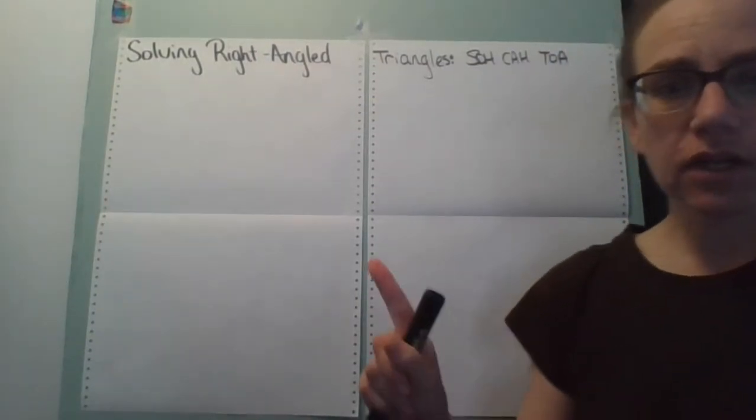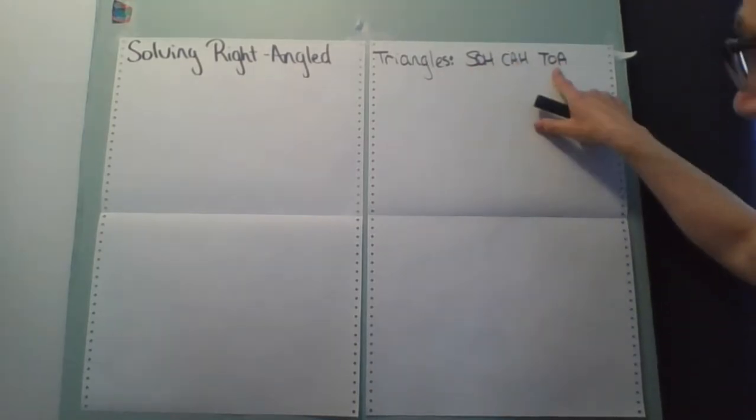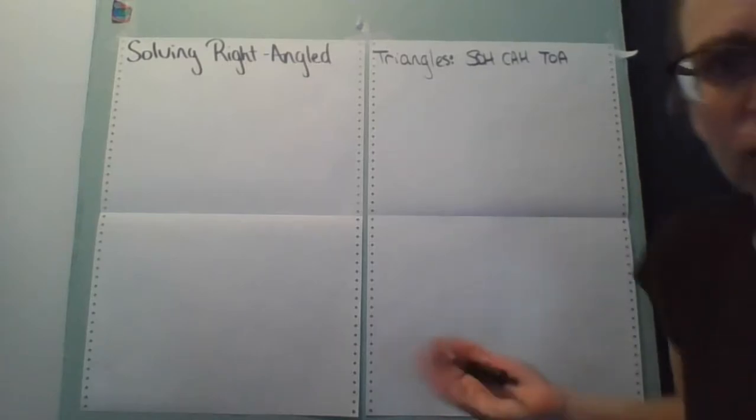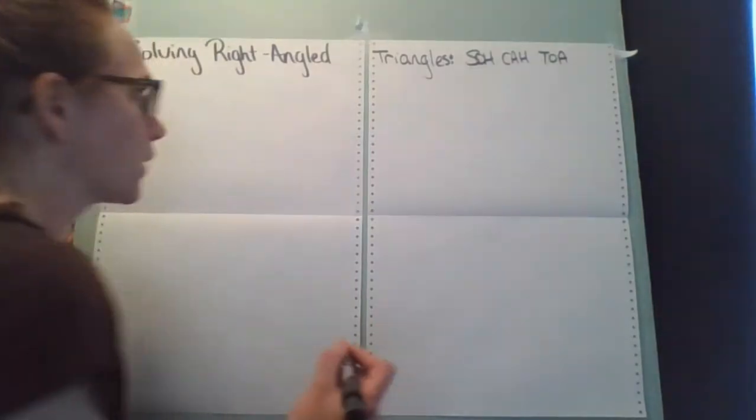Okay, so we're going to look at solving right angle triangles, and we're going to look at SOHCAHTOA. So last class we talked about tan, so today we're going to focus on sine and cosine. So what do these things even mean? I mean, they're just these random weird words, right?